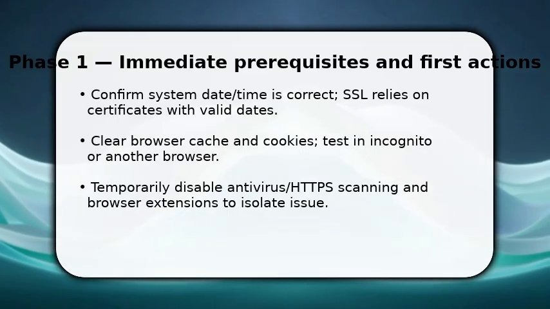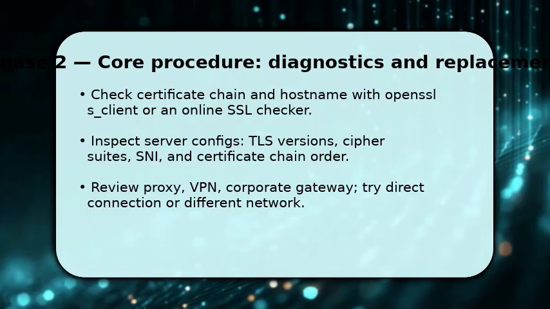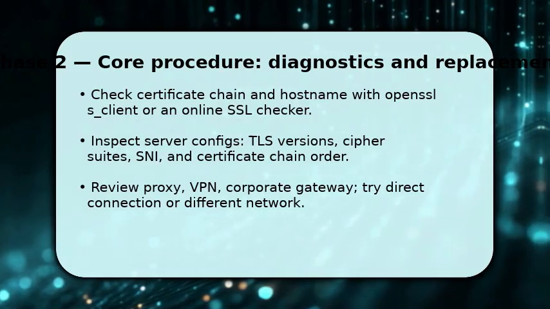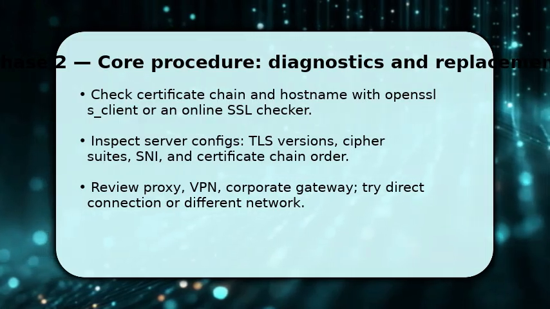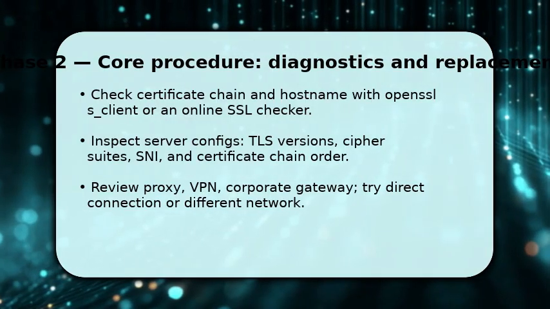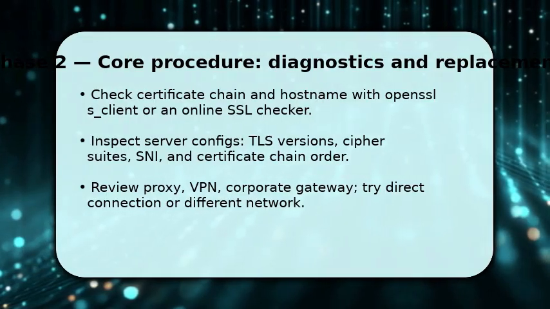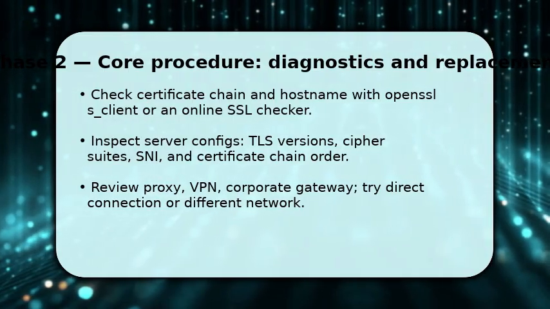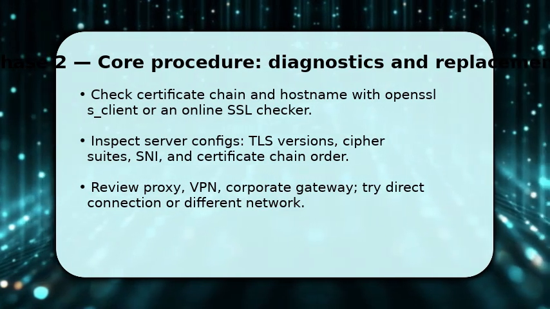Now, dig deeper into TLS details. Use OpenSSL s_client -connect host:443 to view the certificate chain and note any hostname mismatch or expired cert. Make sure the server presents the full chain in correct order and confirm TLS versions and cipher suites are compatible with modern browsers. Also, check for SNI misconfiguration on multi-host servers. Meanwhile, test from a different network or disable proxies and VPNs, because intermediaries often break the handshake without obvious signs.